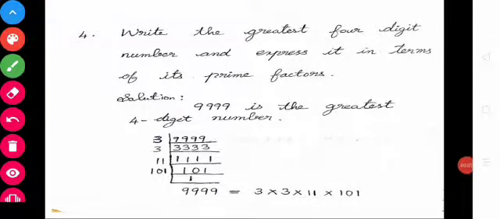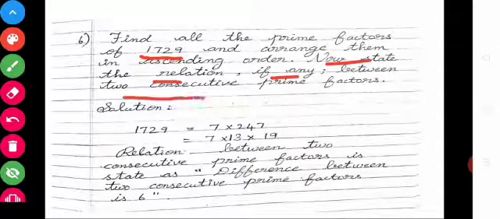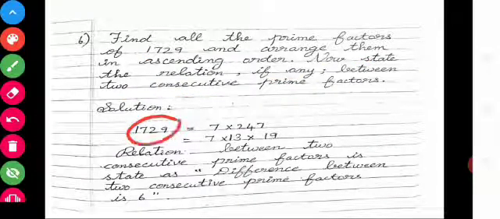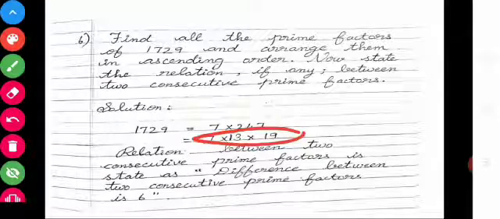Shall we move on to the next sum? Yes. Find all the prime factors of 1729 and arrange them in ascending order. Now, state the relation, if any, between two consecutive prime factors. Find the prime factorization of 1729. It can be written as 7 into 247. This 247 can be written as 13 into 19. So arranged in ascending order: 7 into 13 into 19.